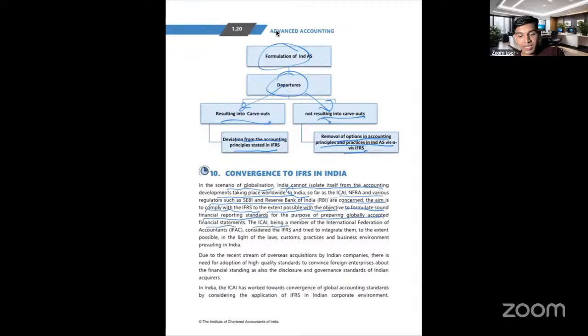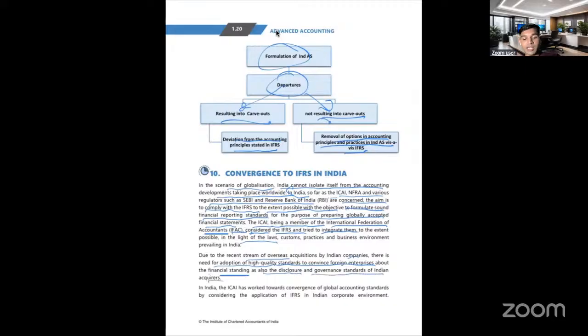The ICAI, being a member of the International Federation of Accountants, IFAC, that considered the IFRS, tried to integrate them to the extent possible in the light of laws, customs, practices, and business environment prevailing in India. Due to the recent stream of overseas acquisitions by Indian companies, there is a need for adoption of high quality standards to convince foreign enterprises about the financial standing, as also the disclosure and governance standards of Indian acquirers.